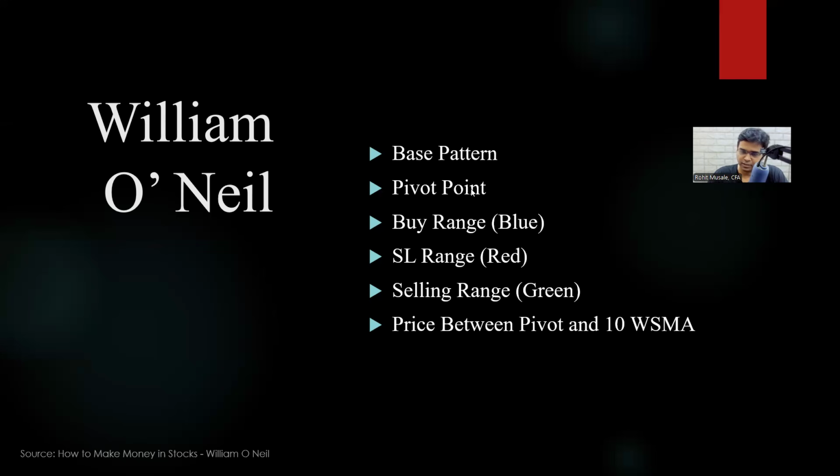The pivot point, the green dotted line, has to be there. The blue shaded area, the buy range, needs to be there. The red shaded area, the stop loss range, must be there. The green shaded area, the selling range, must be there. And this is the most important: price should be between the pivot point and the 10-week SMA.